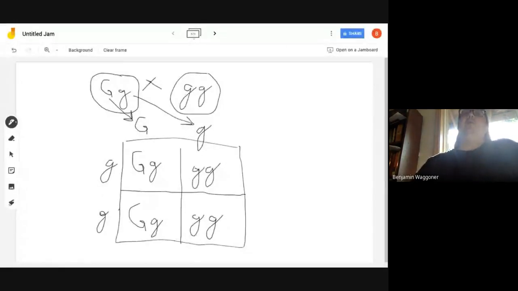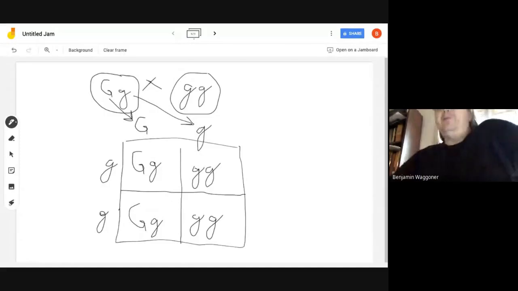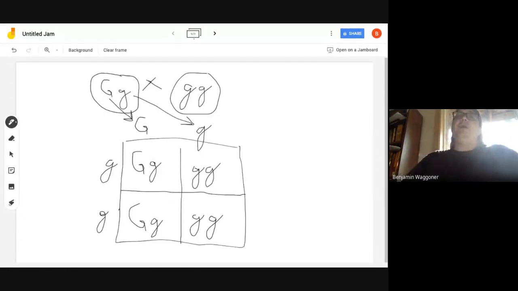What I've asked you for is the genotypes and phenotypes. Remember that genotype refers to a combination of alleles. So half of our offspring, 2 out of 4, which is the same as 1/2, are going to have the genotype big G, little g. They'll be heterozygous, and the other half will have the genotype little g, little g. They will be homozygous. As for the phenotypes, remember, phenotype is a description of a trait or a feature.